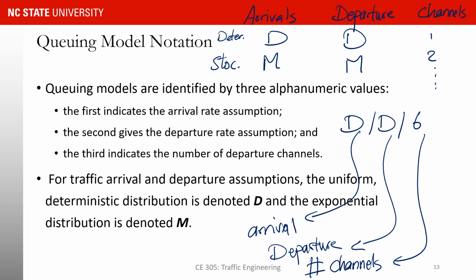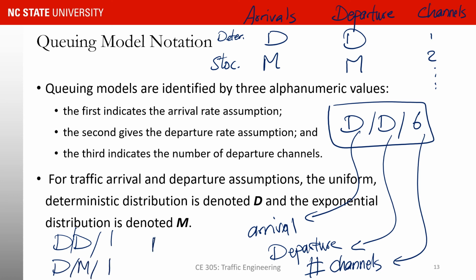The only thing that I have not talked about is the queuing discipline: first in, first out, last in, first out, or whatever. For queuing discipline, our default is first in, first out, unless I tell you it is a different queuing discipline. Whenever we want to show a queuing system, we use something like this that I'm showing you. So I can have, let's say, DD1, DD2, DD whatever, DM1, or I can have MM1, or any other combination of these. Okay?